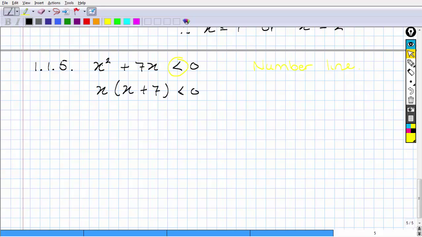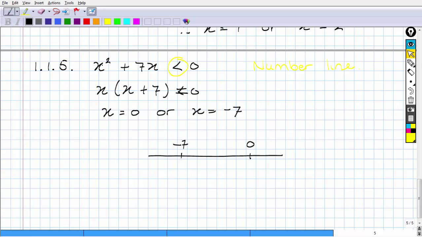Right. Now, that means if we solve this, and we pretend that instead of being less than 0, we make it equal to 0, then we have x equals 0, or x equals negative 7, right? Now we know, but it's not equal to, it's less than. So we draw a number line. The numbers that we fit on the line are the ones that we found over here. So we fit negative 7, we fit 0.